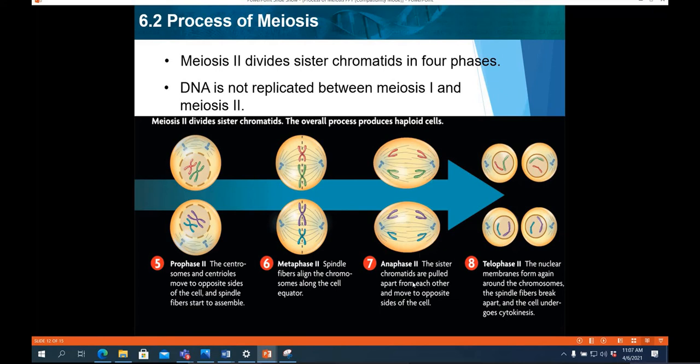In anaphase 2, the sister chromatids are pulled apart from each other and move to the opposite sides of the cell. And then in telophase 2, the nuclear membranes form again around these chromosomes, and the spindle fibers break apart, and the cell undergoes cytokinesis again, and each cell divides into 2 haploid cells. Altogether 4 haploid cells are formed. Okay, ladies, so this is what happens in meiosis 2. So by the end of meiosis 2, you will see the formation of 4 unique haploid cells.